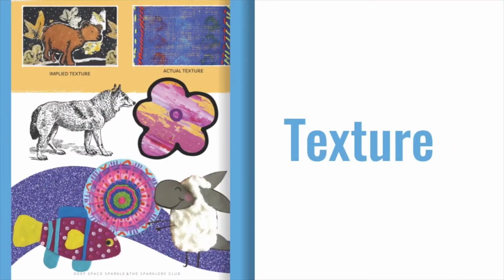Our art word for this project is texture. Say it with me. Texture. Texture can be seen or felt. Textures can be rough or smooth, hard or soft. Texture does not always feel the way it looks. Touch your face and then touch your clothes. Think about the texture.